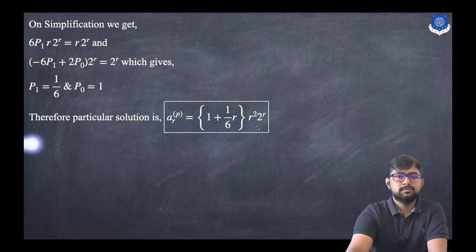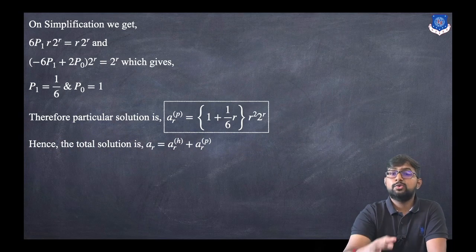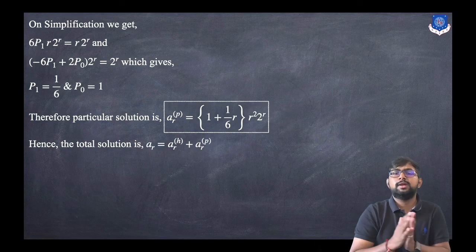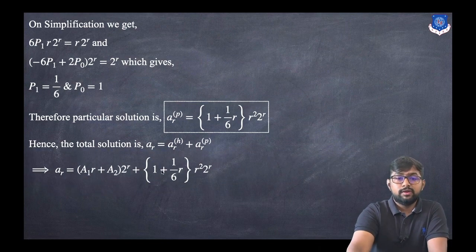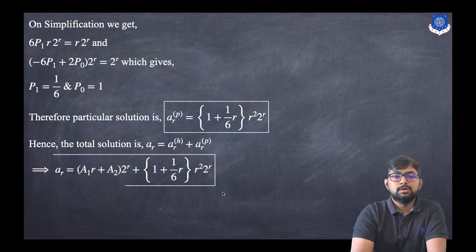And hence the general solution or the total solution is the addition of the homogeneous and particular solutions. So we will get this: (a1 r plus a2) 2 raised to r, plus this particular solution. So this will be the final answer.